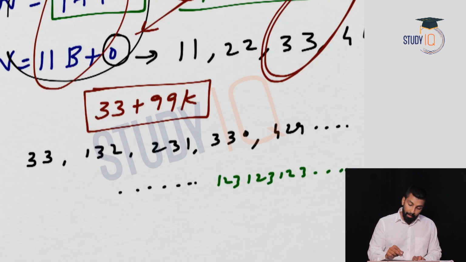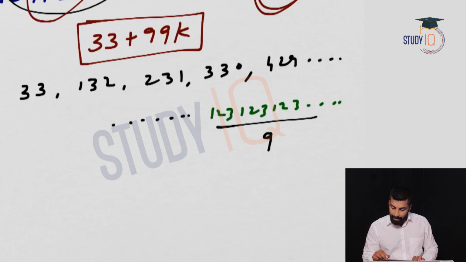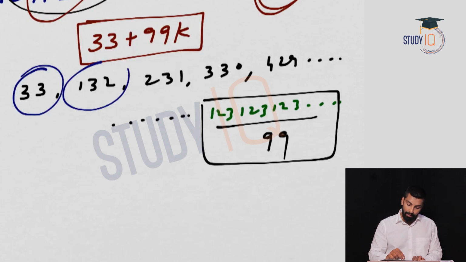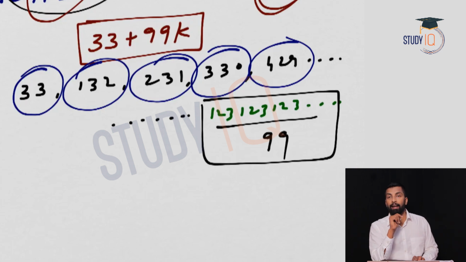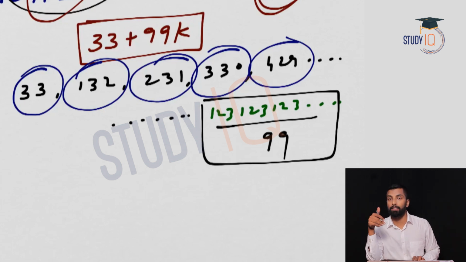Now, if you need to find the remainder when this number is divided by 99, this will be the same as that of any number from the series, 33 or 132 or 231 or 330 or 429. Any number you take from the series, divide with 99, see the remainder. All the terms in this series will give you the same remainder. That's what the constant remainder theorem is.